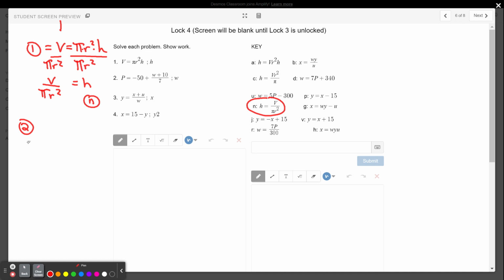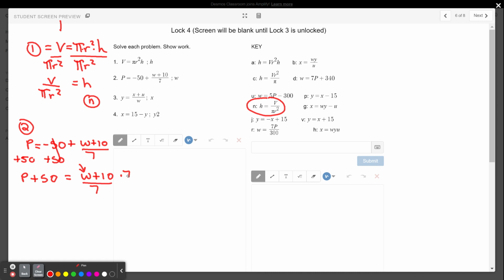Number 2 is one of those tricky ones again. You're going to see that on the test. So please beware and practice this one. So to undo minus 50, we're going to add 50 on both sides. We're left with P plus 50 because we want to get to the fraction. We want to get to the numerator. We want to get to W.